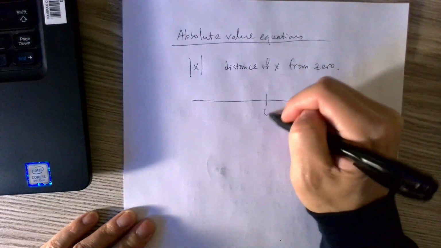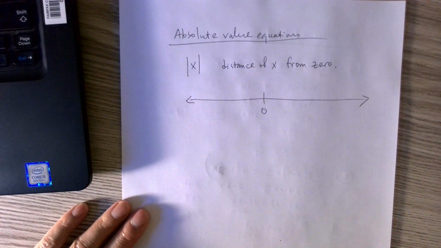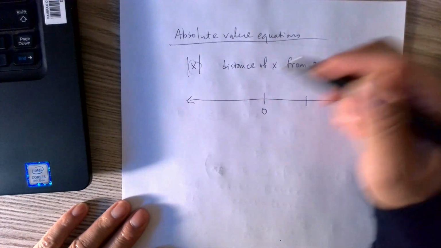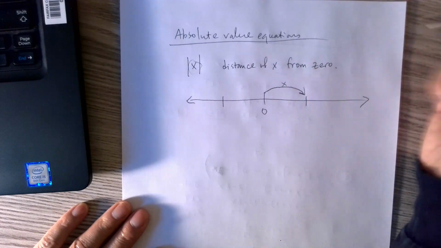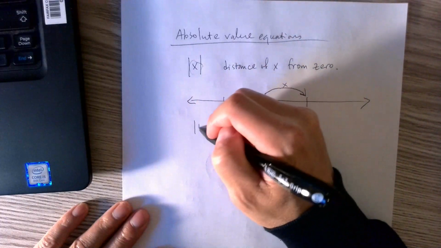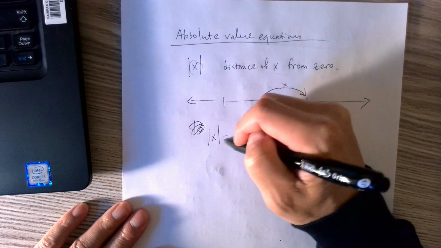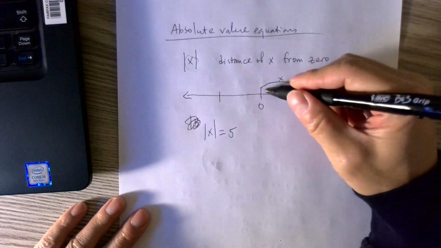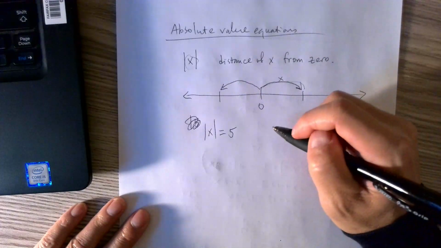So if this is my real number line, then whatever x is has a certain distance from 0. But if x is a positive number, if the distance of some value is a positive number, it could be over here, but it could be over here too, because distances are always positive.